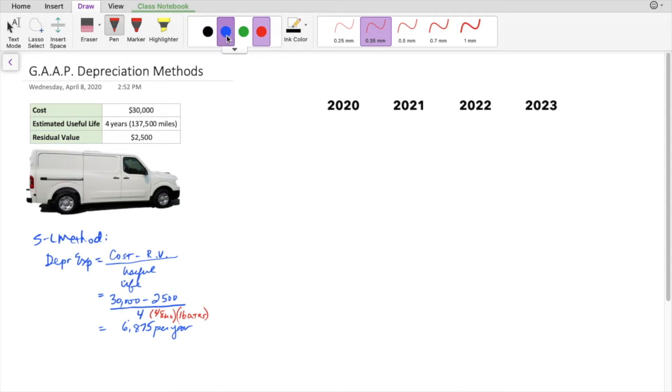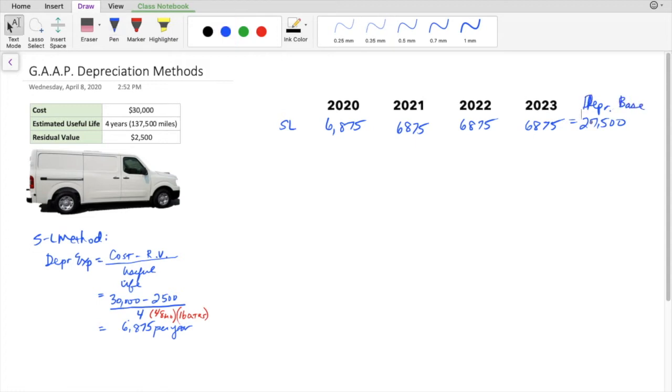And so my depreciation expense under straight line is going to be $6,875 each year. Now if I do that, the total is $27,500, which is equal to my depreciable base. Right? That's the amount that I am depreciating, expensing. So that's how straight line works. Fairly simple. You take the cost, you subtract the residual, you divide it by the useful life.